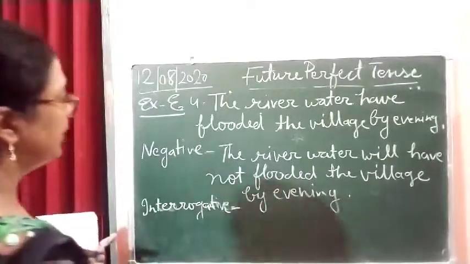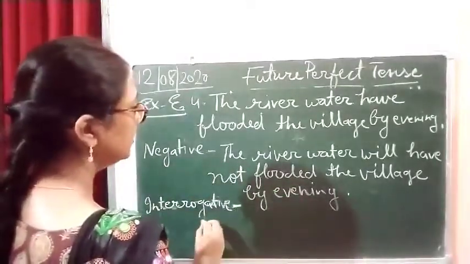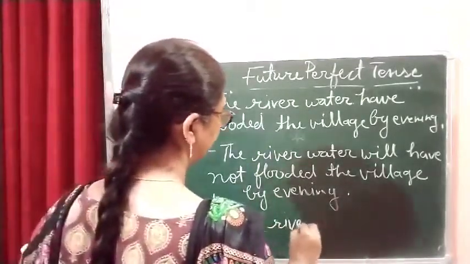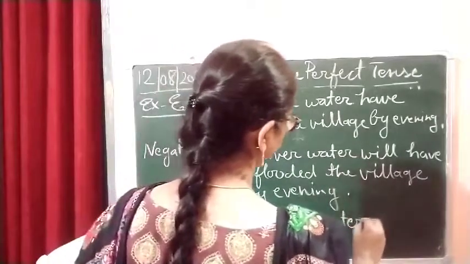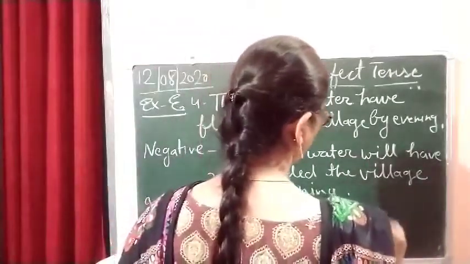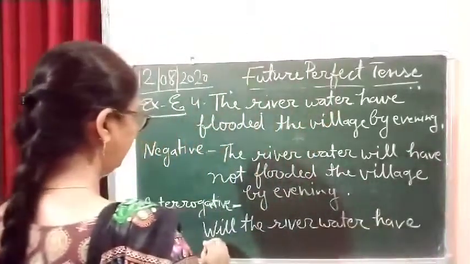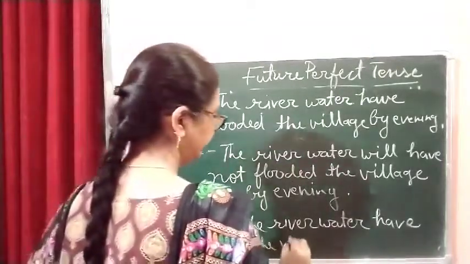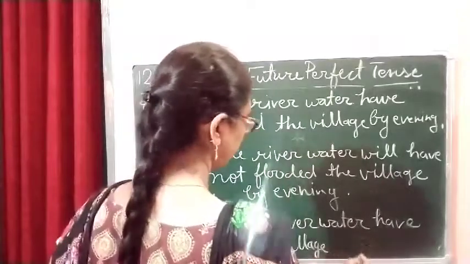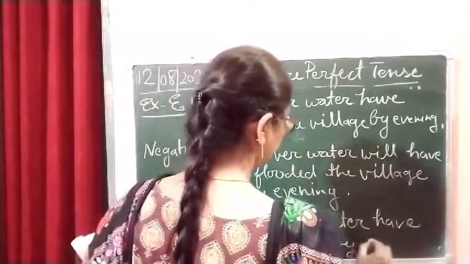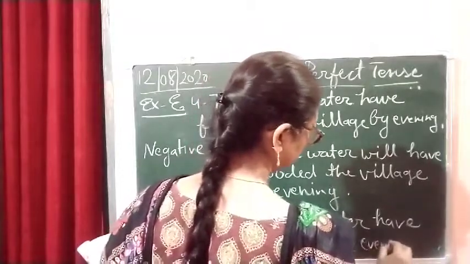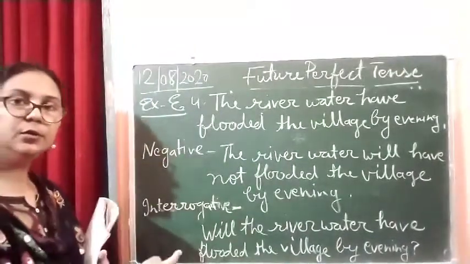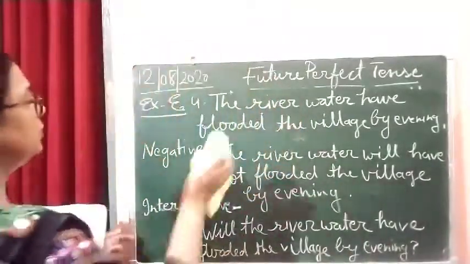Now we are going to write interrogative sentences. Will the river water have visited the village by evening? Question mark. So this we have completed. Now we are moving to the next number.